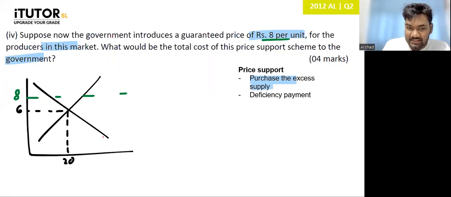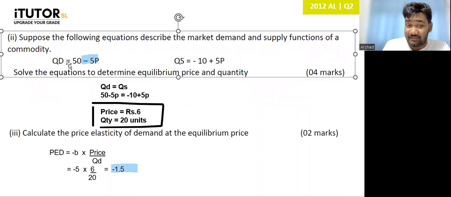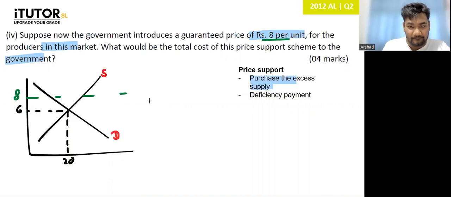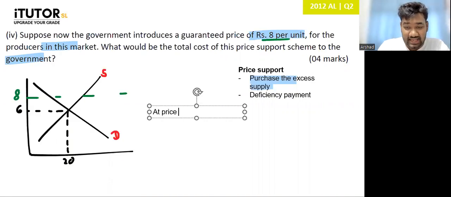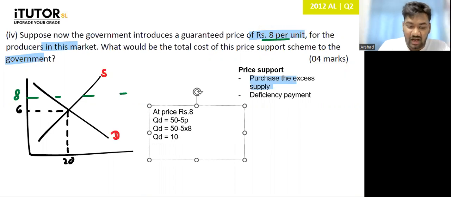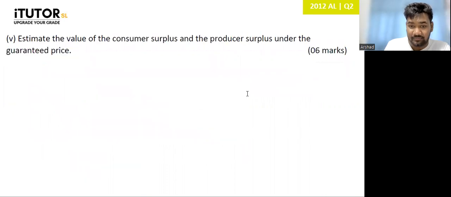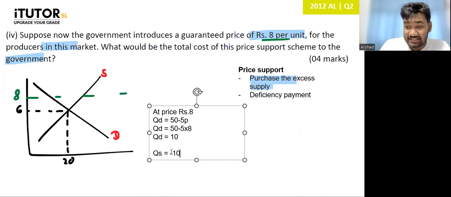Can you tell me at the price of 8, what is the demand for this good? What is the supply of this good? The demand and supply equations are these. The demand is 50 minus 5p, supply is minus 10 plus 5p. So at price 8, QD equals 50 minus 5p. How much is the QD? QD equals 50 minus 5 into 8, which is 40, so QD is 10. How much is the QS then? QS is minus 10 plus 5p.